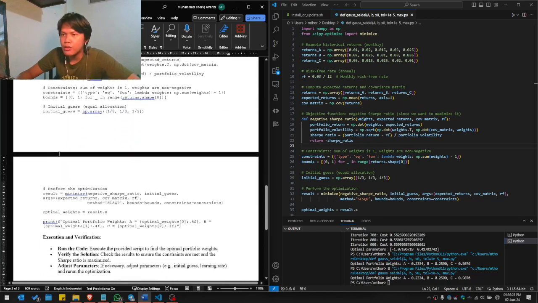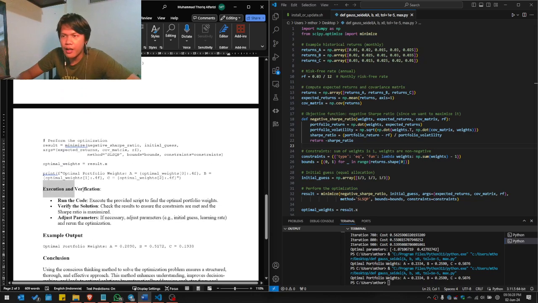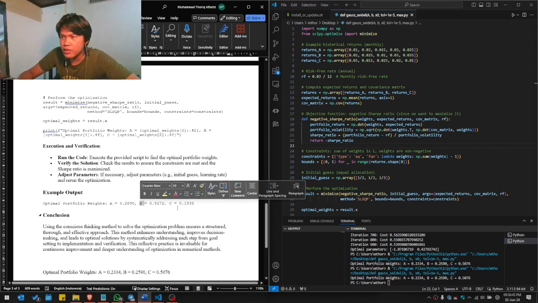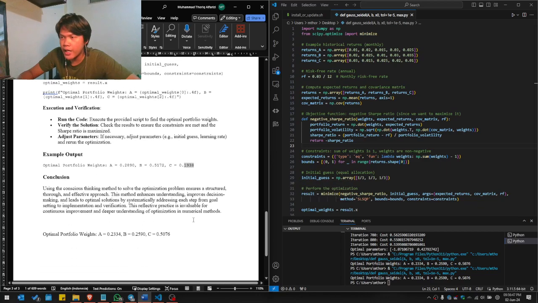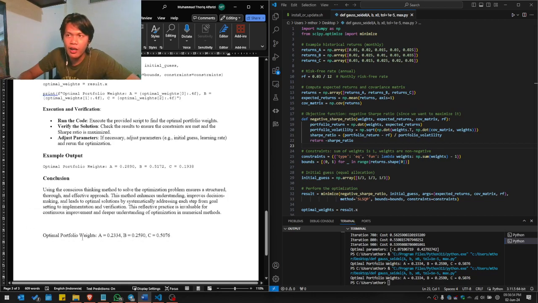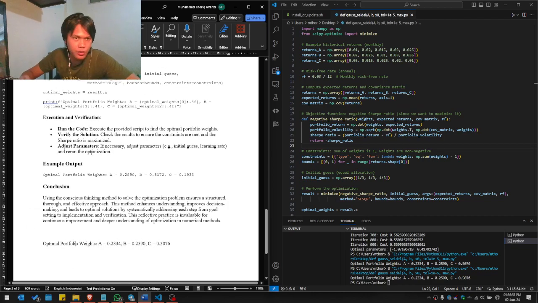After we ran the code, we can then execute and verify. We already ran the code, we verify the answers, and we adjust the parameters. And I already made an example output, which is optimal portfolio weights, where A equals this, B equals this, and C equals this. And it matches our own solution, and we already verified it and adjusted parameters.